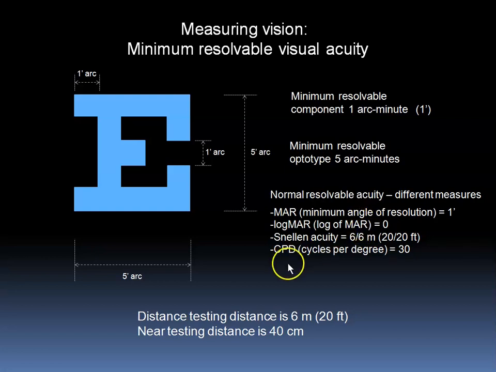reduced visual acuity. We could describe it as cycles per degree. Each cycle is made up of a light and dark component of 1 minute of arc, so that total cycle has 2 minutes of arc of visual angle. Since there are 60 minutes of arc in a degree, there are 30 cycles that are 2 minutes of arc in size. So a CPD of 30 is equal to an MAR of 1.